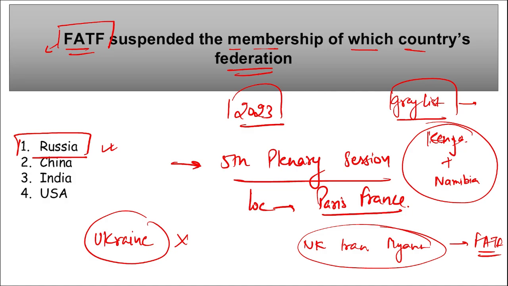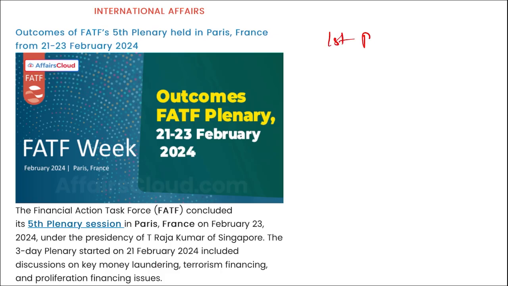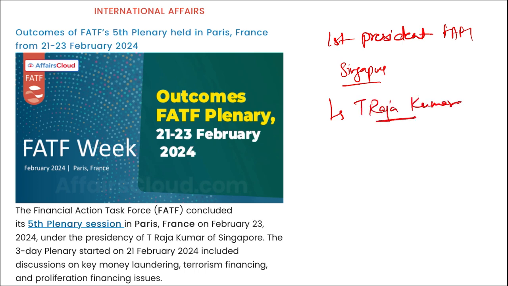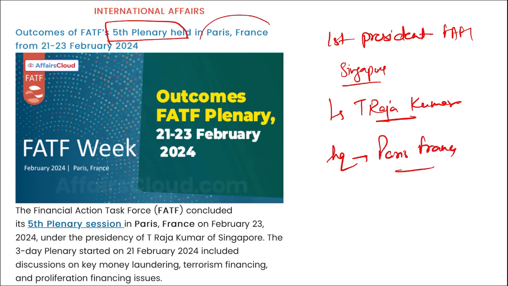Then recently, who became the first president of FATF from Singapore? Who is he? T. Raja Kumar. He is the first president of FATF from Singapore. Where is the headquarter of FATF? It is in Paris, France. Where was this fifth plenary meeting held? In Paris, France. And 39 countries are members of FATF. And in Paris, France, we will be seeing the Olympic Games in July.